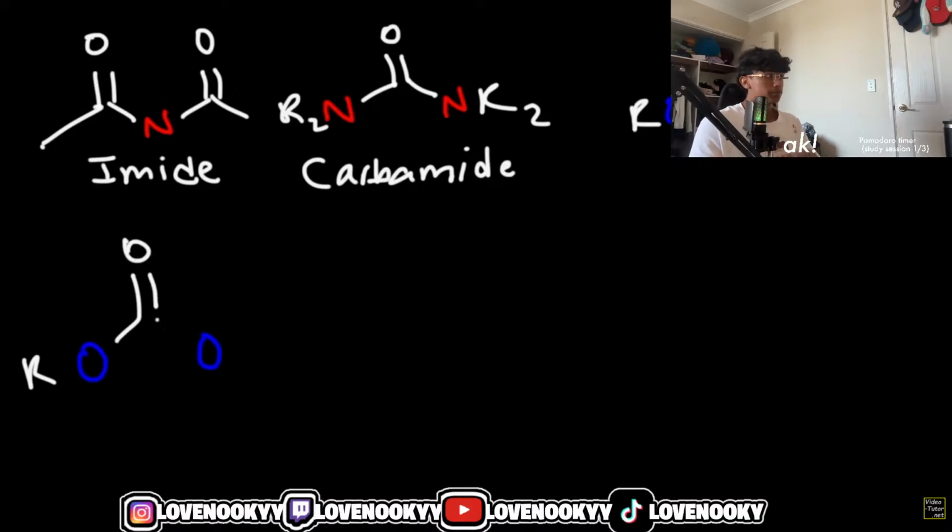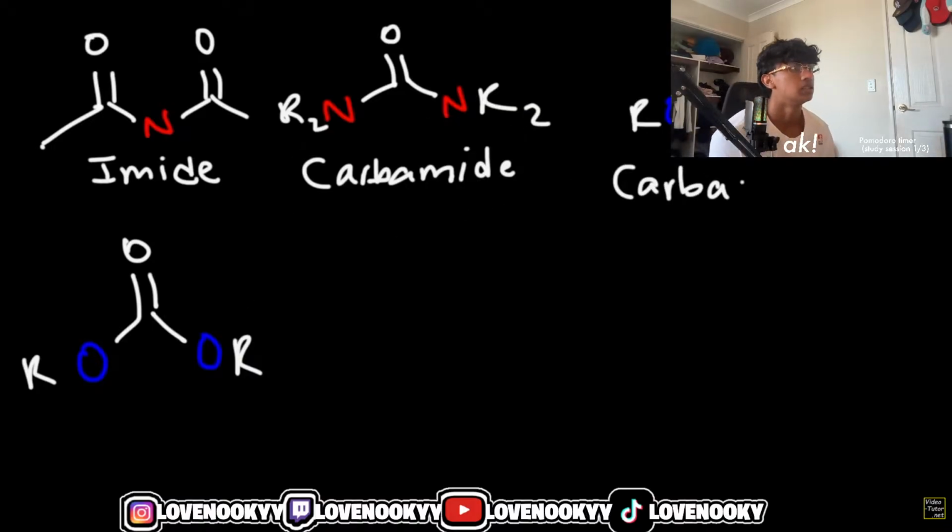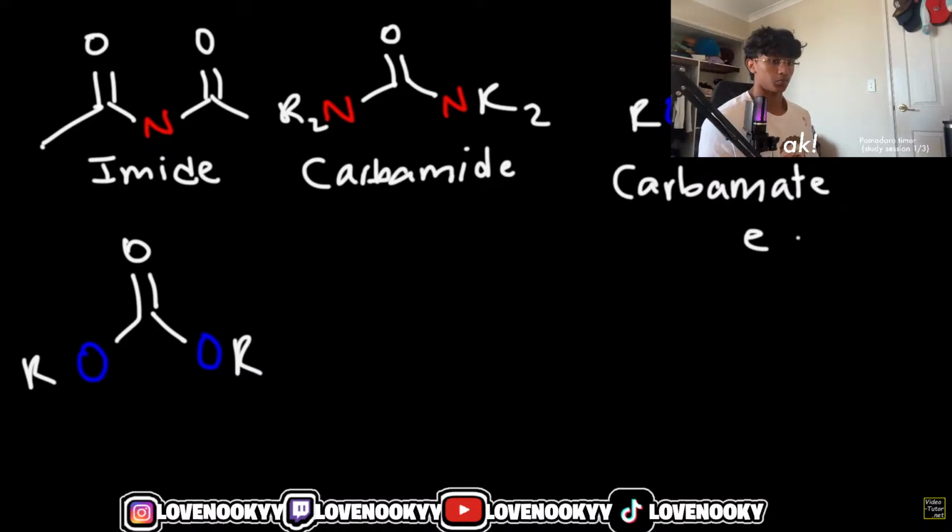So what if we replace both NR2 groups with OR groups? So this is a carbamide. This one here is a carbamate, with an M, ester. This part here, you can see, is the ester part. And this part looks like the amide part. So carbamate with an M, AM, ester.